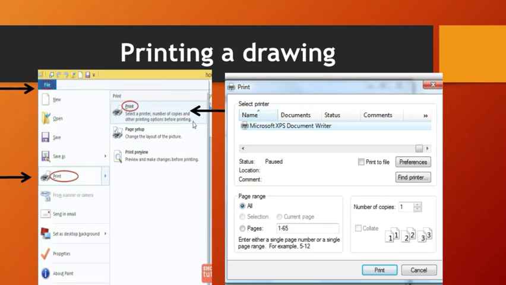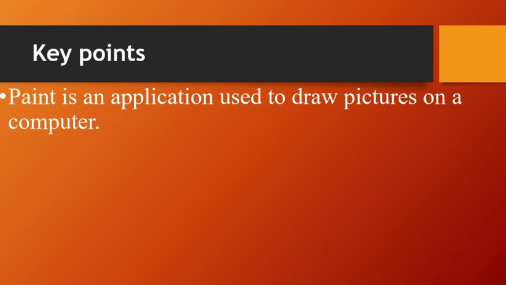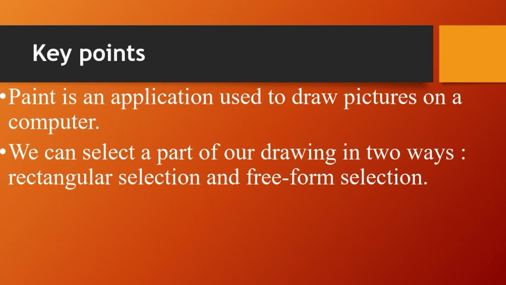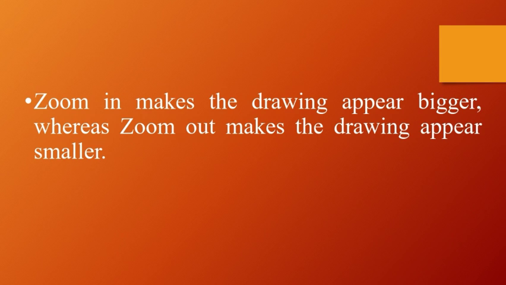So children, what did we learn in this lesson? We learned that Paint is an application used to draw pictures on a computer. We can select a part of our drawing in two ways, rectangular selection and freeform selection. We can copy or move any object in our drawing to a new location using the copy, cut and paste options. Zoom in makes the drawing appear bigger, whereas zoom out makes the drawing appear smaller.